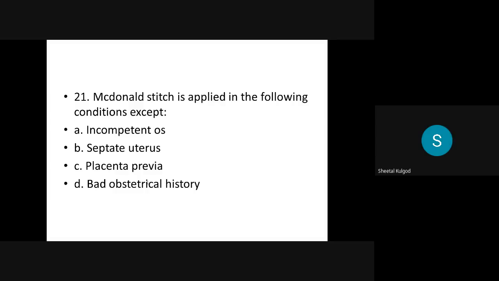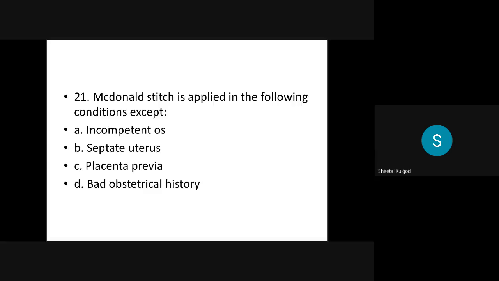Yes, ma'am. So next question: McDonald's stitch is applied in the following conditions, except: incompetent or septate uterus, placenta previa, or bad obstetrical history. The question here is except, remember. That means it is done in which conditions and it is not done in which condition. Is it done in an incompetent uterus or no? Yes, ma'am, it is done, of course.